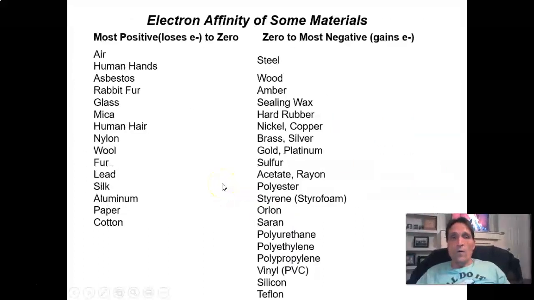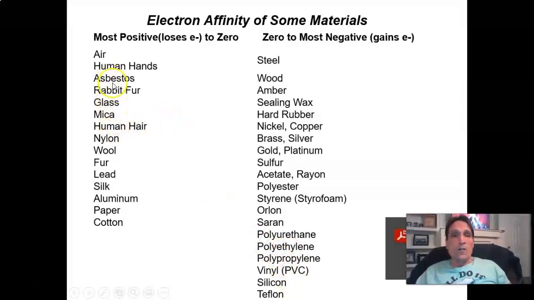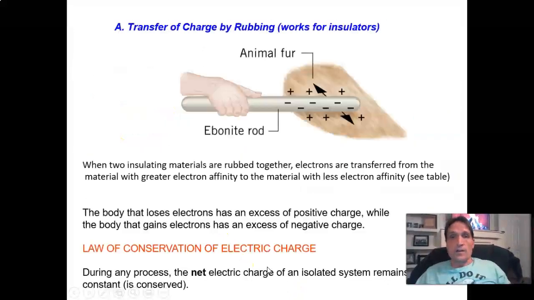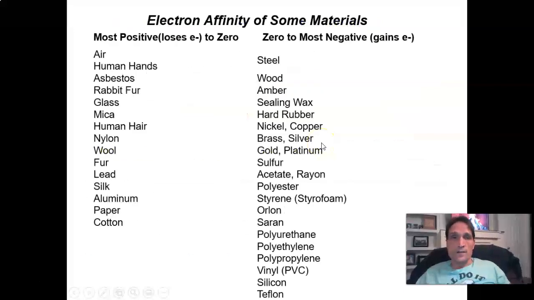And so when I rub the rod with hair or fur, the fur tends to give up electrons and become positive, and the rod tends to acquire electrons and become negatively charged. Okay. But the net charge remains the same. It's just electrons are transferred from the fur to the rod. So this is called transfer of charge by rubbing. Okay.